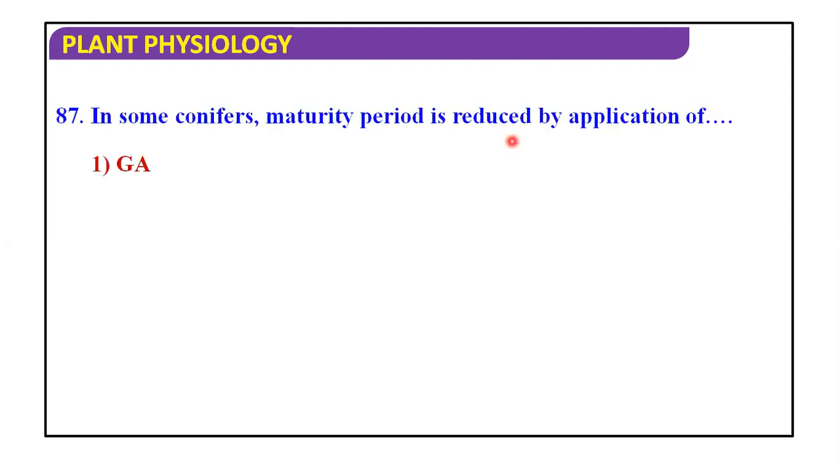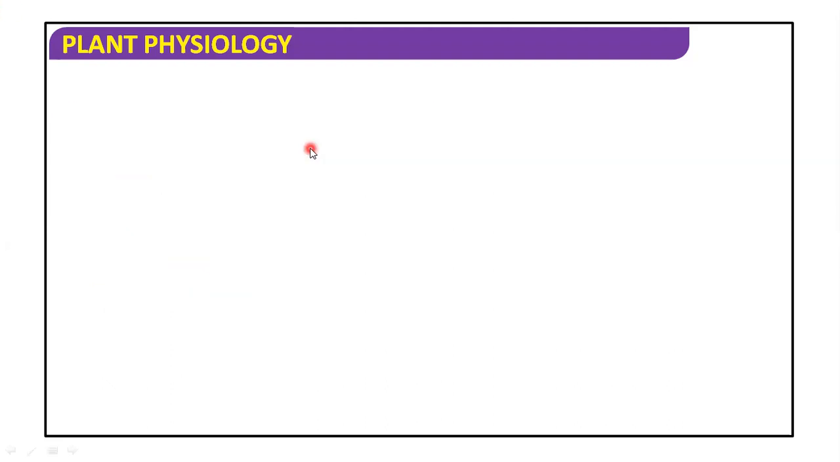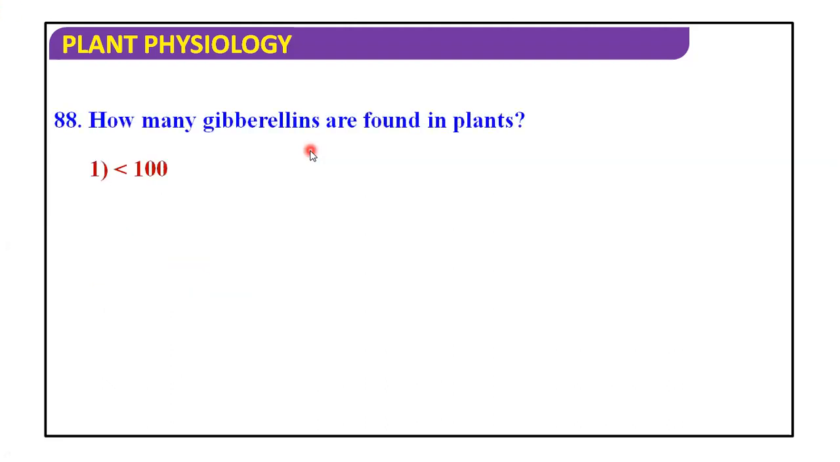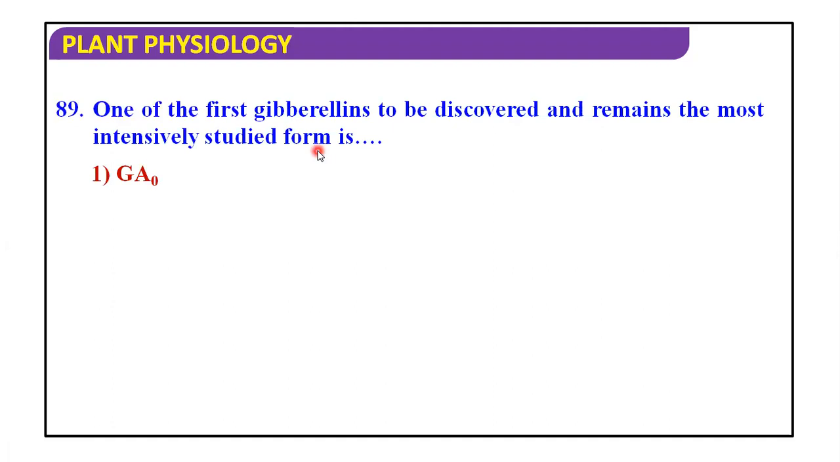Then, in some conifers, the maturity period is reduced by application of GA, 2,4-D, ethylene, or abscisic acid. Answer is GA. How many gibberellins are found in plants? More than 100, less than 100, more than 150, or less than 150. Answer is less than 100. One of the first gibberellins to be discovered and remaining the most intensively studied form is GA0, GA1, GA2, or GA3.